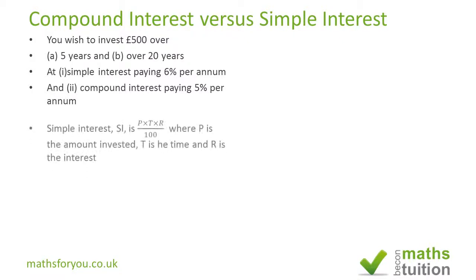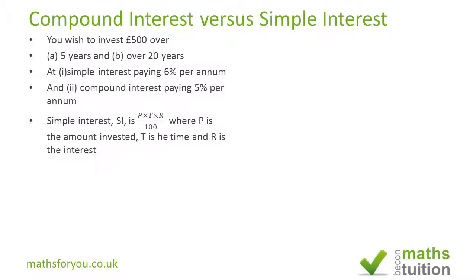Now, the formula for simple interest is P times T times R over 100, which you have here, where P is the amount invested, T is the time period, now between 5 and 20 years, and R is the interest rate, in this case 6%. So when we plug in our values, if we divide the denominator by 100 and the numerator by 100, we end up with 6 times 5, which is 30. 30 times 5 is £150. So the interest after 5 years using the simple interest method is £150.